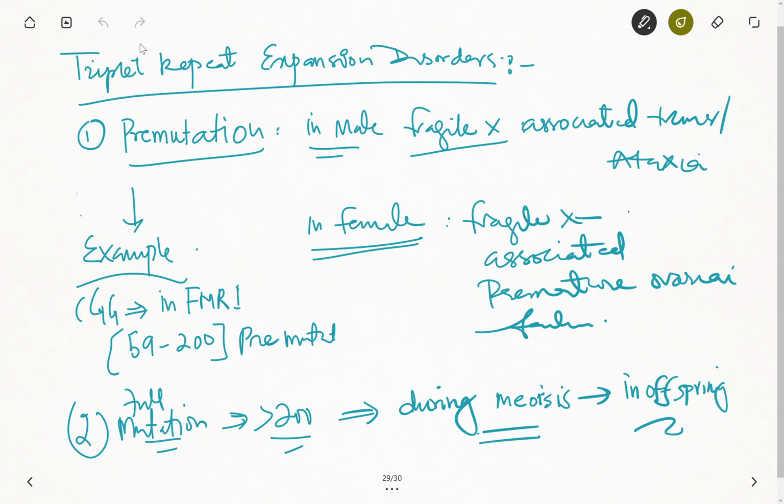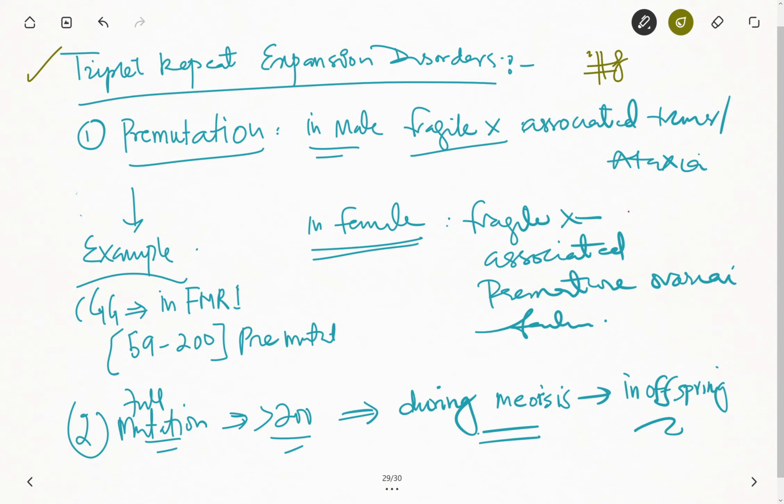So this video is of the genetic series, and it is video number 8 of the genetic series, and this is about triplet repeat expansion disorder. So normally some of the genes have triplets, and they have repeated triplets.